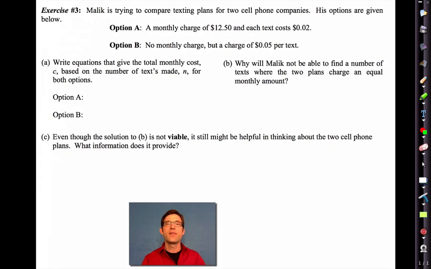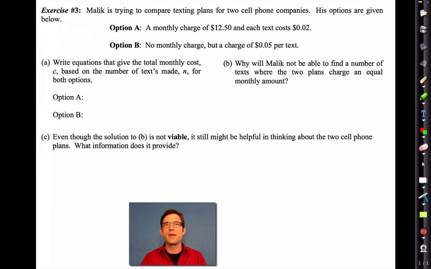All right. The last exercise we're going to do is going to look at, I don't want to say limitations of discrete models, but kind of like something quirky about a discrete model. Let's take a look. It says Malik is trying to compare texting plans for 2 cell phone companies. His options are given below.